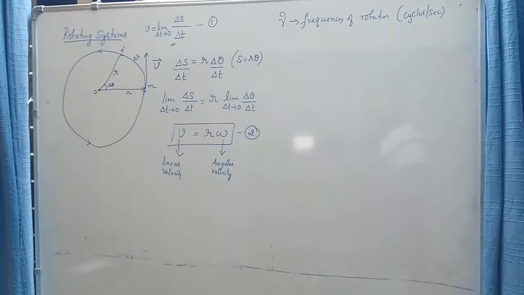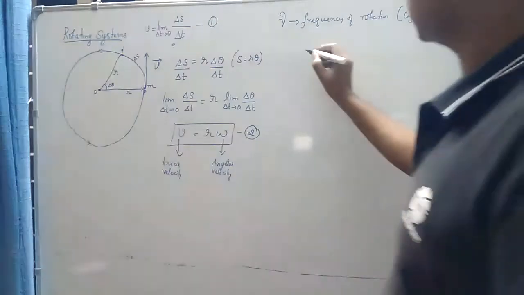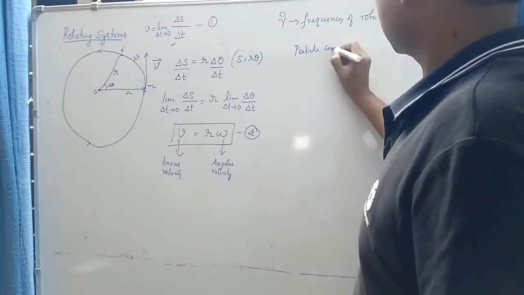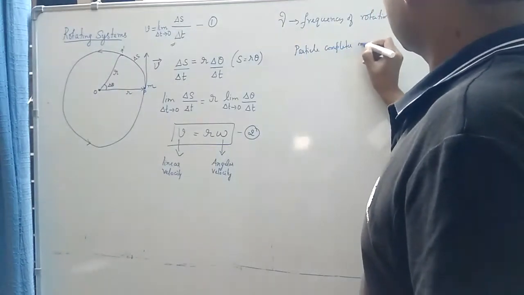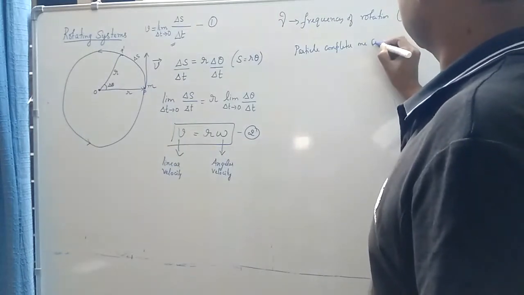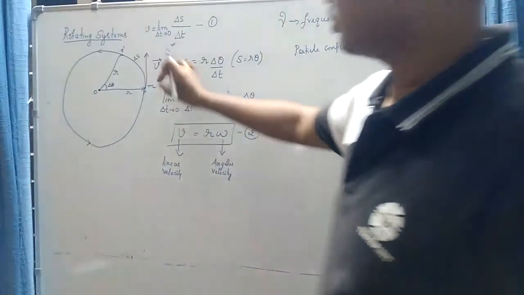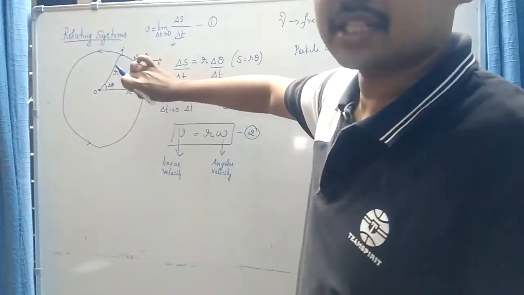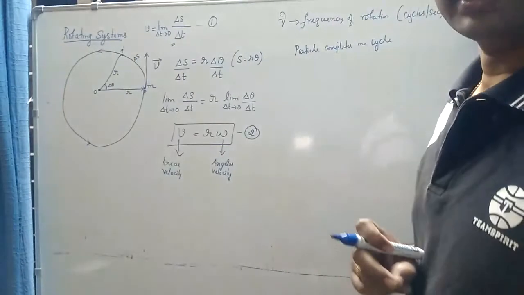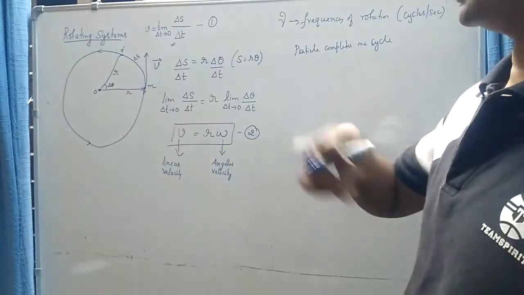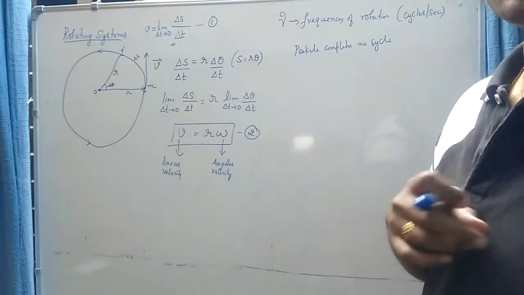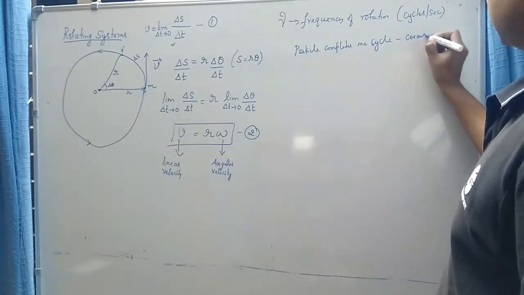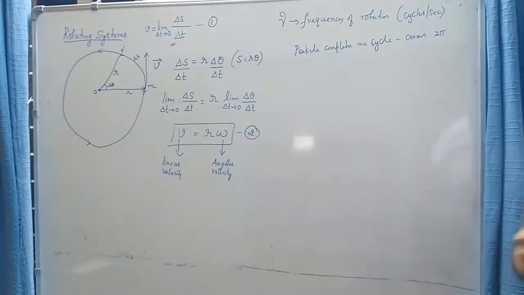So what is that relation? Let us understand. When the particle completes one cycle of motion, so the particle is at point P and it completes one cycle and again it reaches the same point P, the total angle covered when this particle covers one cycle is 360 degrees, that is 2 pi. So when the particle completes one cycle, it covers an angle 2 into pi, that is 360 degrees.